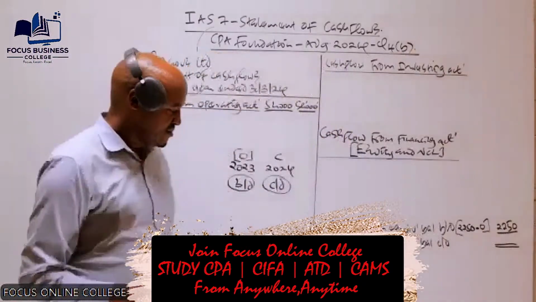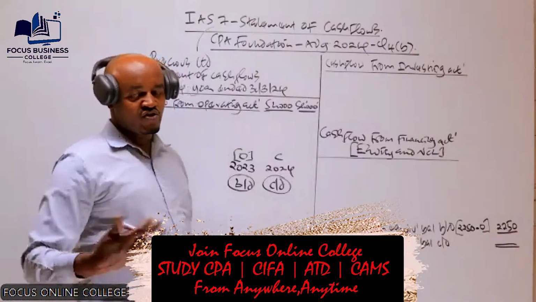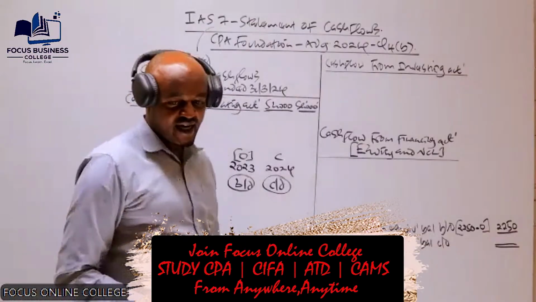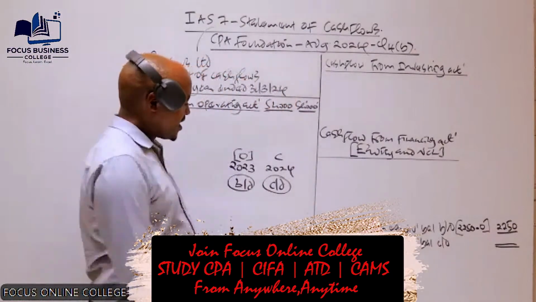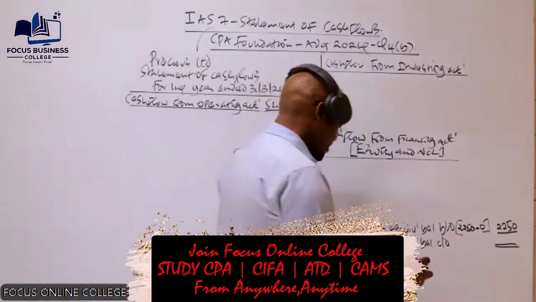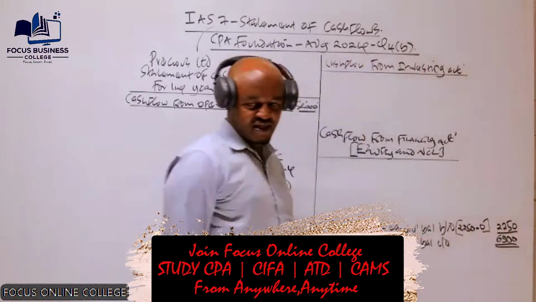We do the same at the end of the year. By now we know that we only have one component of cash and cash equivalent, and that is basically cash. So we will take the cash balance at the end of the year, and that is an amount of 69.